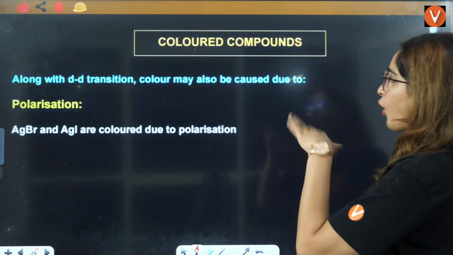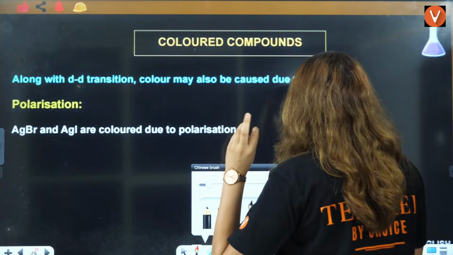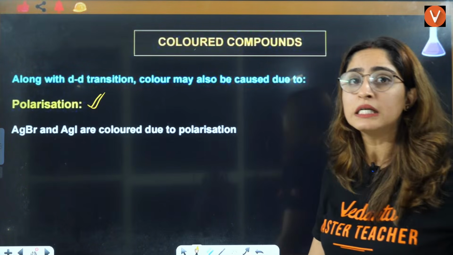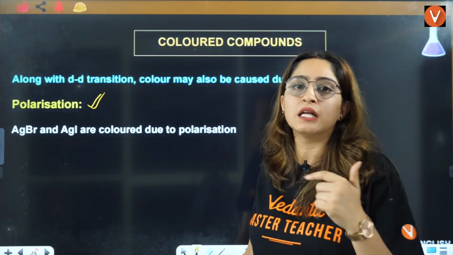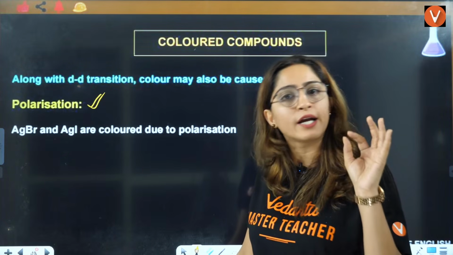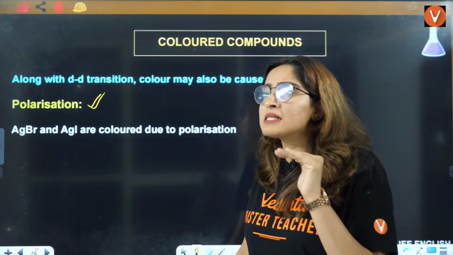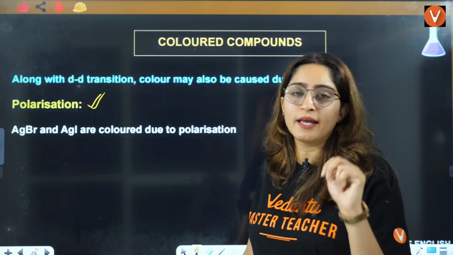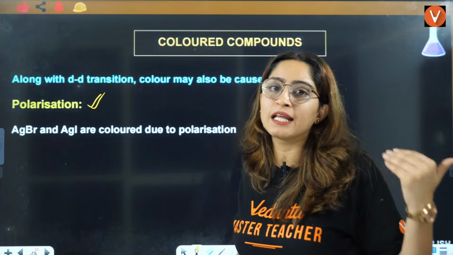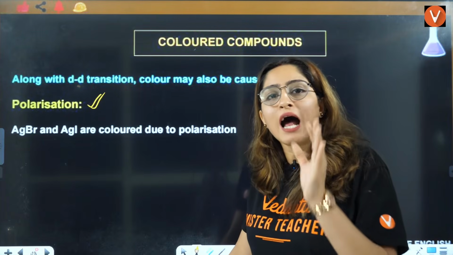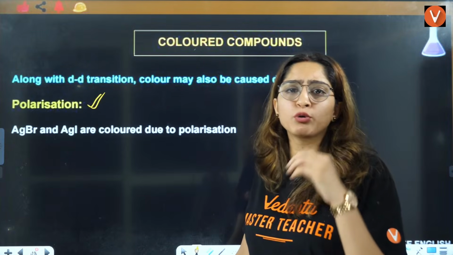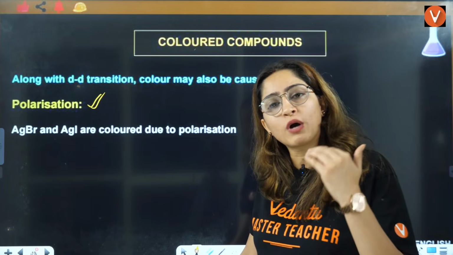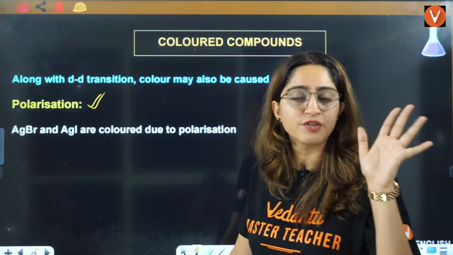Then along with d-d transition, color may also occur because of polarization. This is also a very, very important factor. Now I told you why colors occur. The first biggest phenomenon is d-d transitions, right? A simple question will be based on d-d transition. Second important thing is that there are some compounds that give colors because of charge transfer also, like Prussian blue, potassium permanganate, potassium dichromate. They show color because of charge transfer, not because of d-d transition.